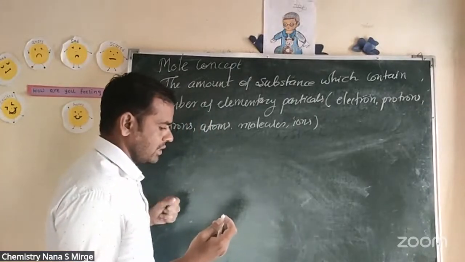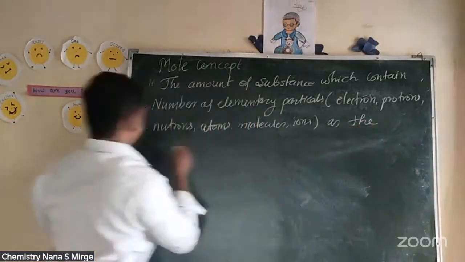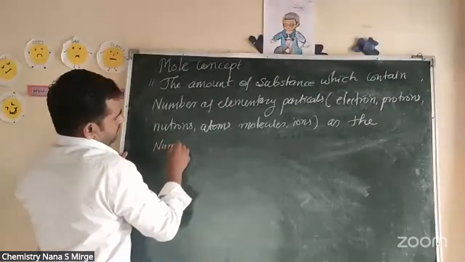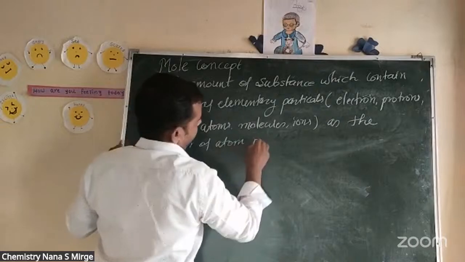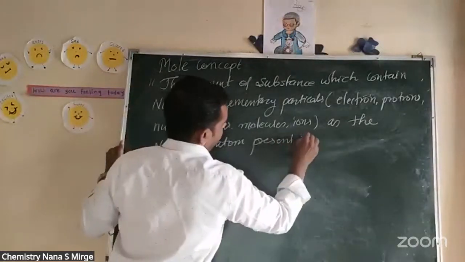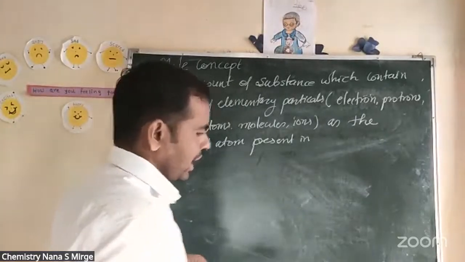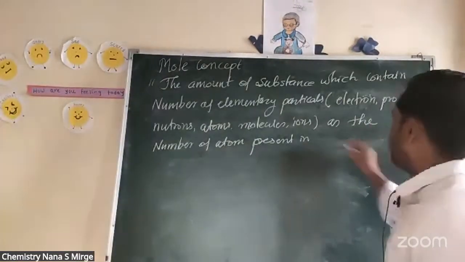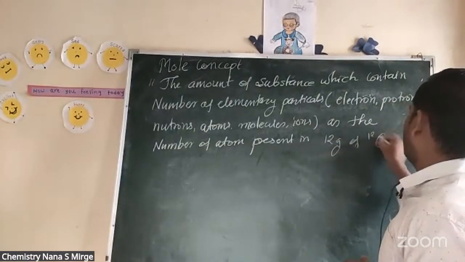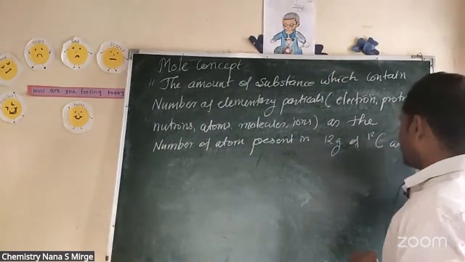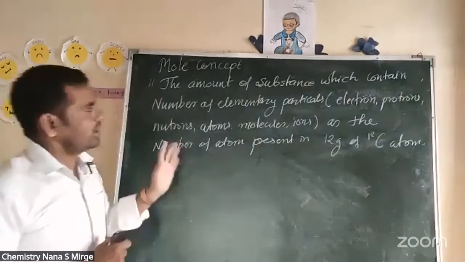So, as the number of atoms present in 12 gram of C12 atoms, the C12 isotope of carbon, so it is a mole.